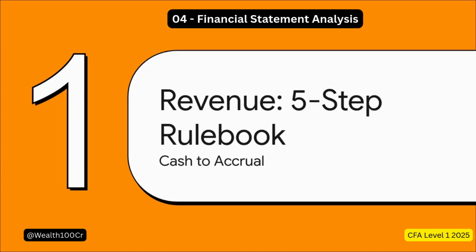All right, first up, the answer to that question we just asked, it all lies in something called accrual accounting. See, it's not about when the cash changes hands. It's about when the revenue is actually earned. And for that, both IFRS and US GAAP have given us a very specific 5-step rulebook to follow.